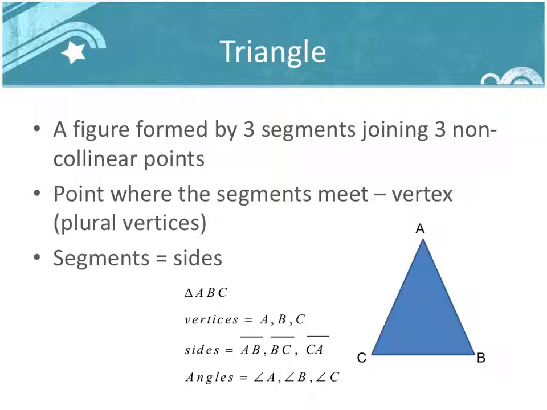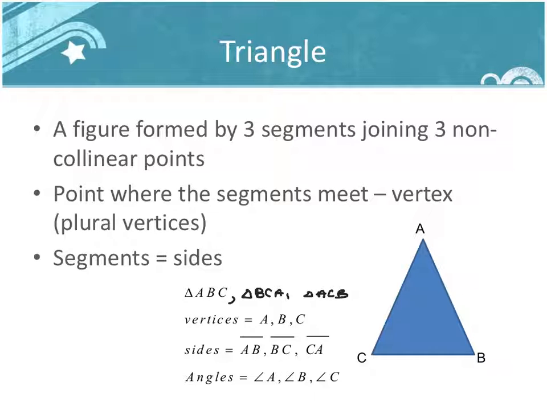So the triangle that's there can be called triangle ABC. It can be called triangle BCA. It can be called triangle ACB. Okay, any order of those three letters is fine.